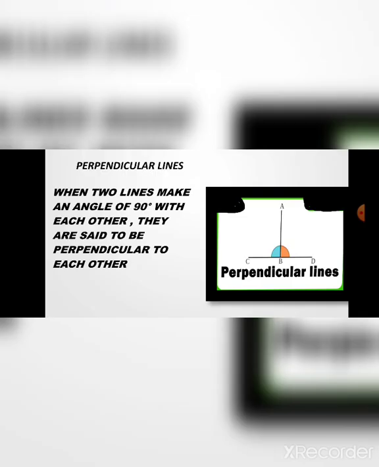Then the next is the perpendicular lines. When two lines make an angle of 90 degree with each other, they are said to be perpendicular to each other. As you can see students, here the two lines are there. One is the sleeping line and one is the standing line. And if it is drawn like this, they are making the 90 degree angle. As I have explained to you what a 90 degree angle is. So if this type of line is there, they are called perpendicular lines.